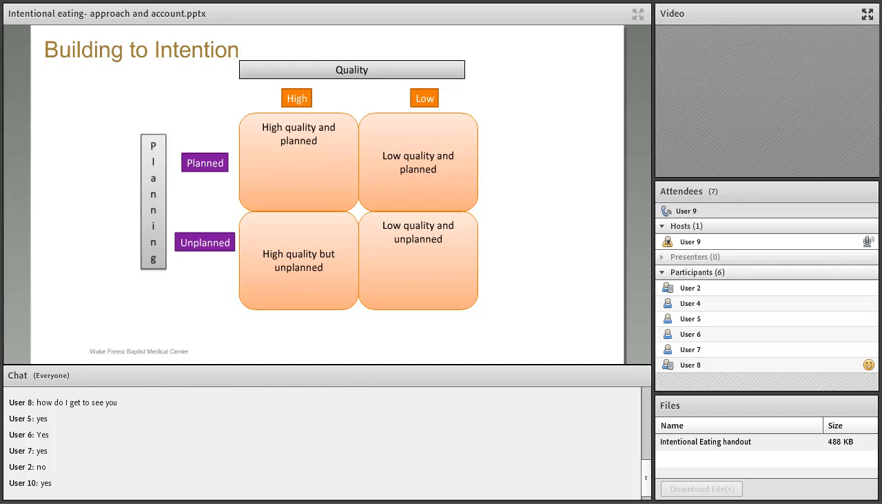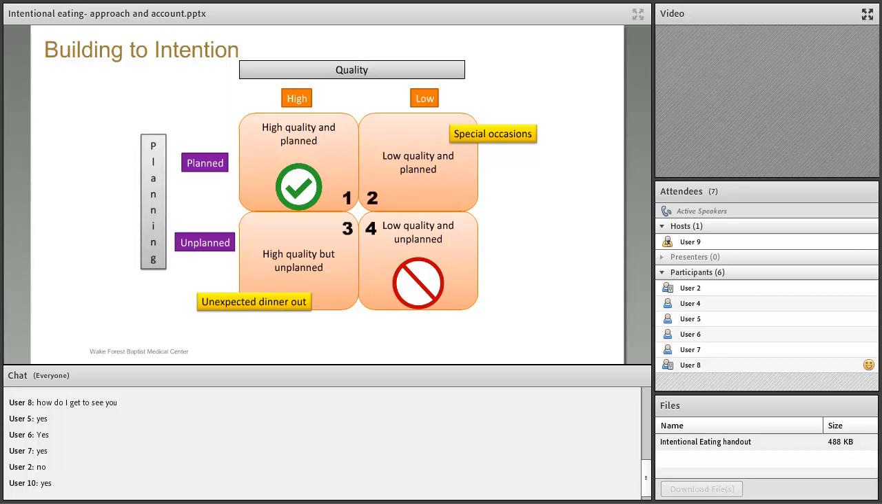All right, so those are the four categories: high quality and planned, low quality and planned, high quality unplanned, low quality and unplanned. So you can see we want to spend the majority of our time in this first quadrant, and we want to have very little of our eating episodes in this low quality and unplanned quadrant, or quadrant 4. Special occasions, again, are in the low quality and planned area. And then unexpected dinner out would be sort of an example of the high quality but unplanned. So hopefully that makes sense to people in terms of the different scenarios. And maybe there are some things that you've experienced recently that you can very easily identify as being in one of those four quadrants.